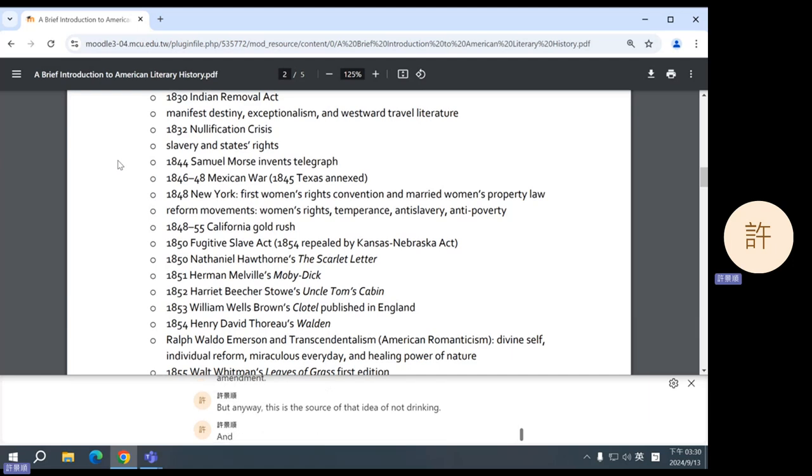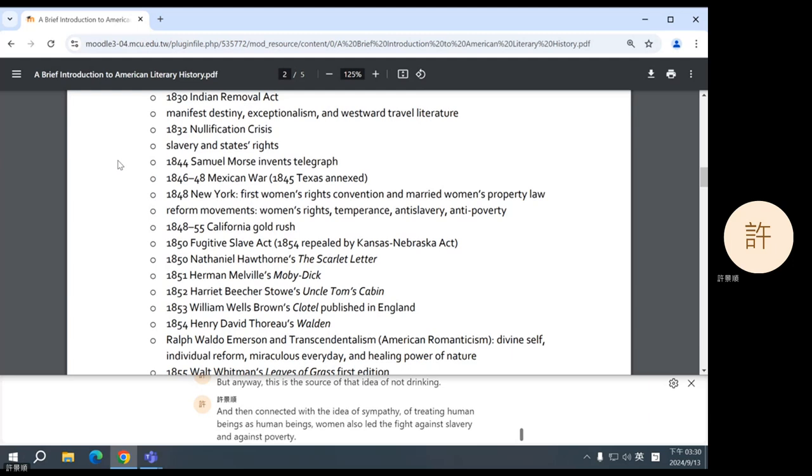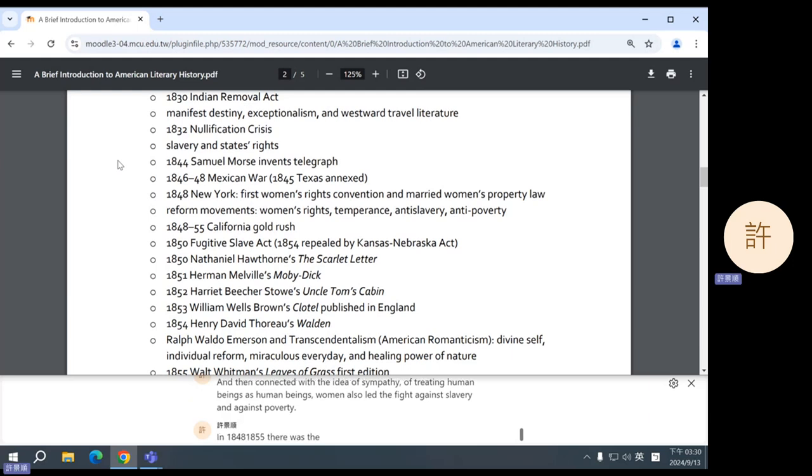And then connected with the idea of sympathy, of treating human beings as human beings, women also led the fight against slavery and against poverty. In 1848 to 1855, there was the California Gold Rush. Somebody discovered gold in California, and suddenly loads of people traveled across the country trying to strike it rich. Most people did not succeed. You had a better chance of getting rich by selling gold mining equipment than of mining for gold.